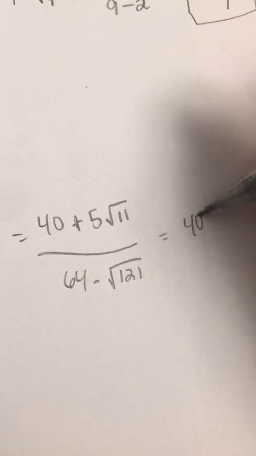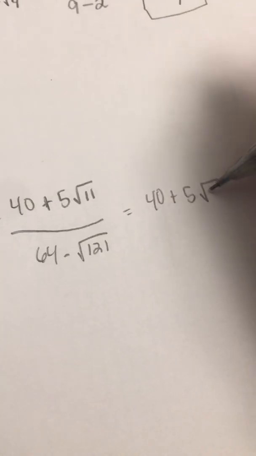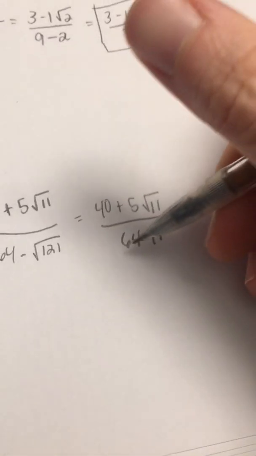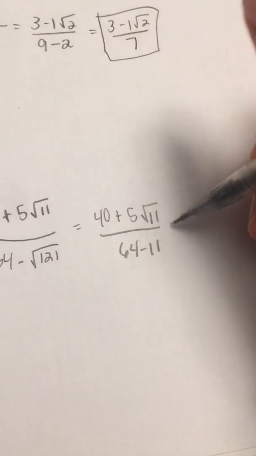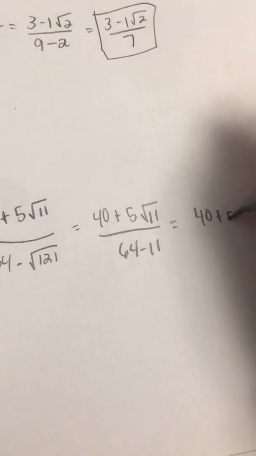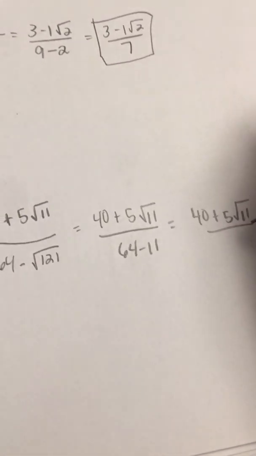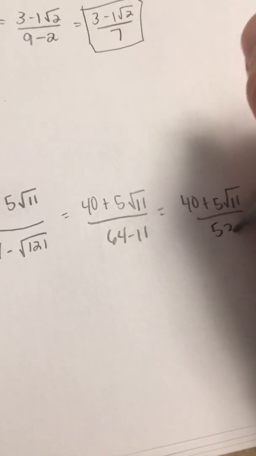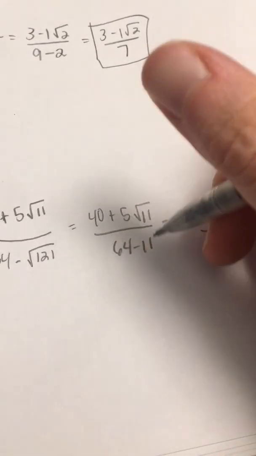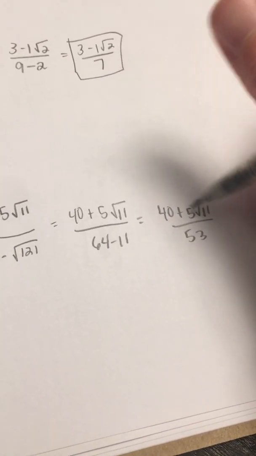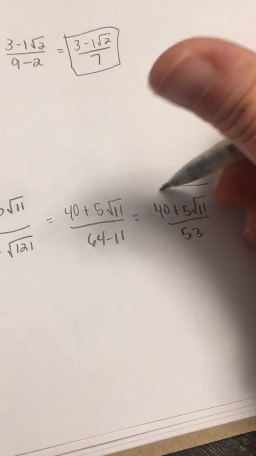I get 40 plus 5 root 11 over 64 minus 11. So I just subtract these because they're both outside and they're like. Can't add here because they're not like. And I'm going to get 53. 4 minus 1, 3. 6 minus 1, 5. 45 and 53, the three numbers outside, they don't have anything in common.